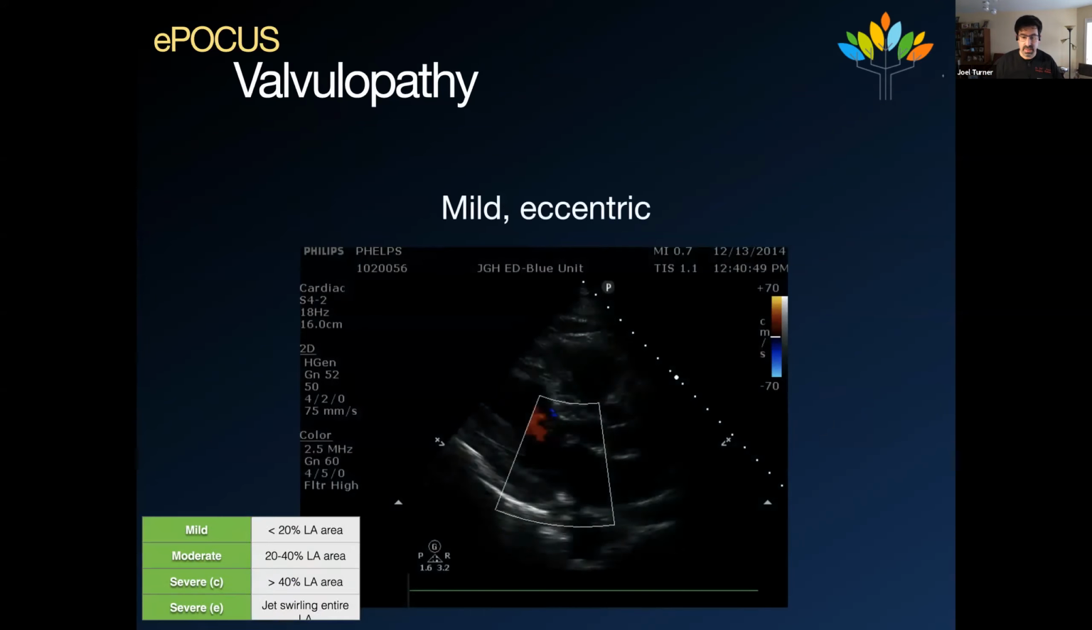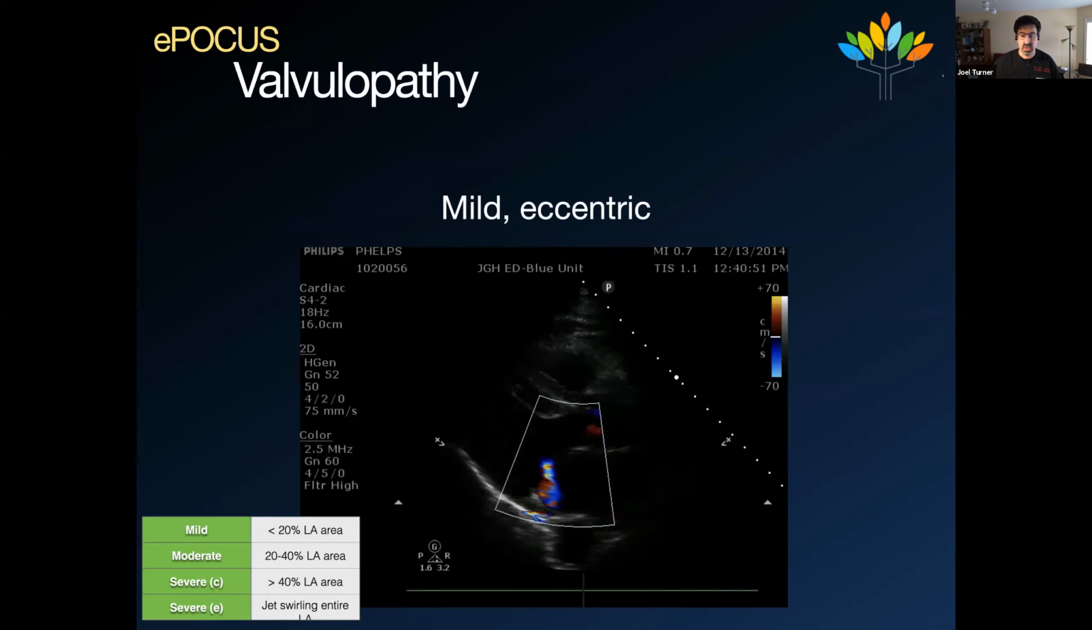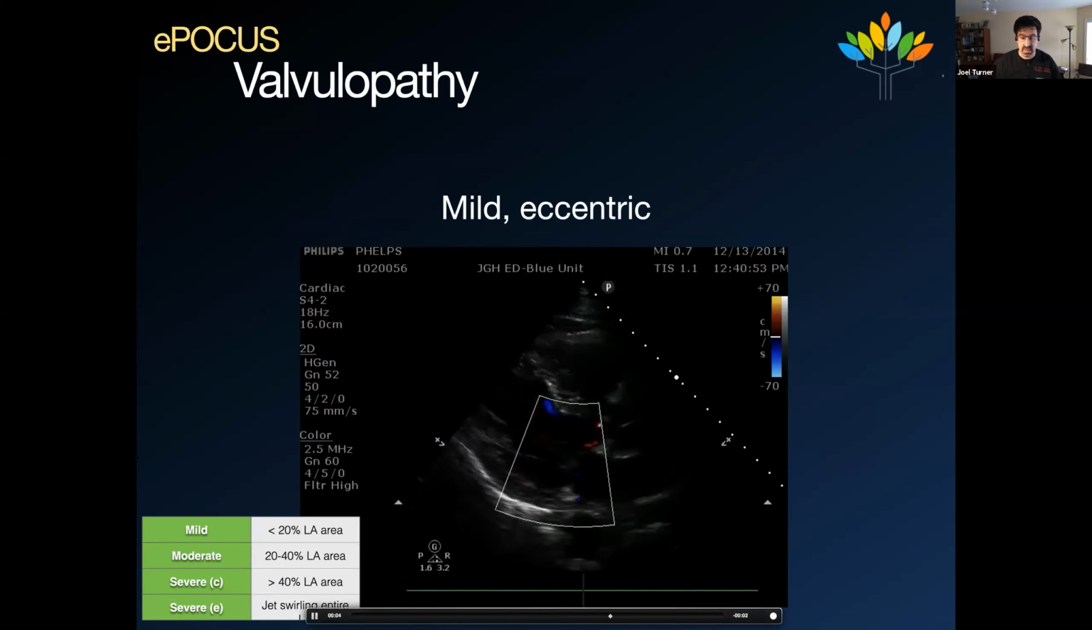So let's look at a couple examples. Here is an example of a patient that has a very small amount. It's a little bit eccentric, but this is clearly less than 20%. Maybe this is 10 to 15% of the entire left atrium right here. So right away, you can say this is a pretty mild regurg. I'm not really worried about this being a clinically important regurg based on the reason why this patient is coming in.